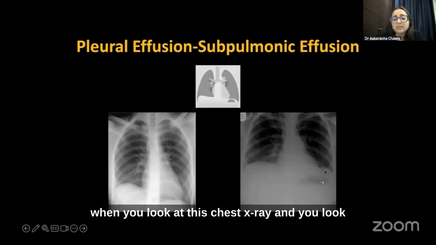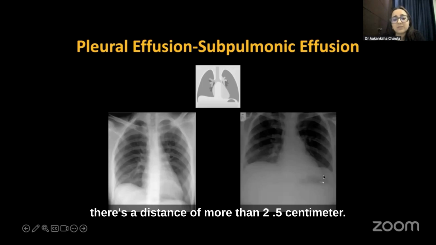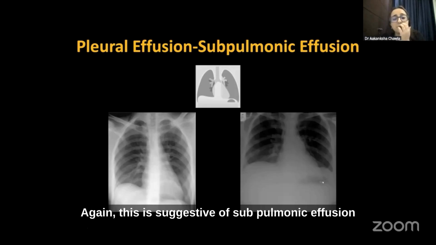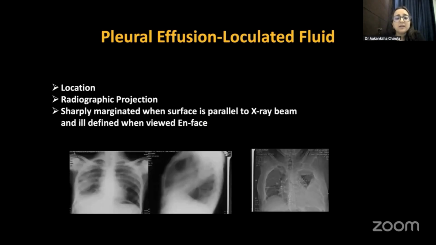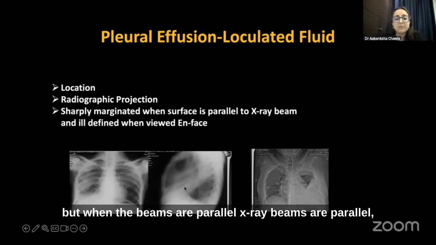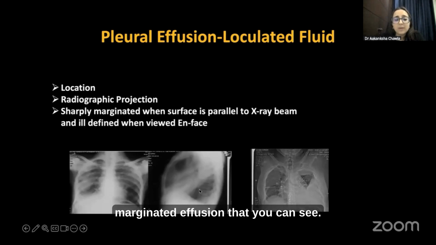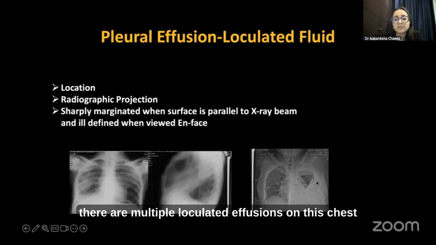Again, when you look at this chest X-ray, you can see that between the fundic gas bubble and the diaphragm, there's a distance of more than 2.5 centimeters. Again, this is suggestive of subpulmonic effusion, commonly seen in infections. Then, for loculated effusions, on an X-ray which is done end-on, it might be ill-defined. But when the X-ray beams are parallel, it is a sharply well-marginated effusion that you can see. So loculated effusion can appear like this also. As you can see, there are multiple loculated effusions on this chest X-ray as well.